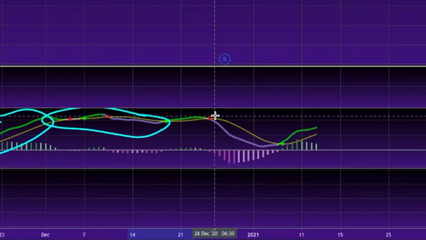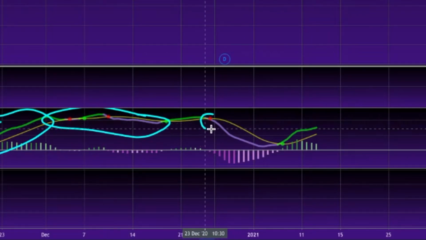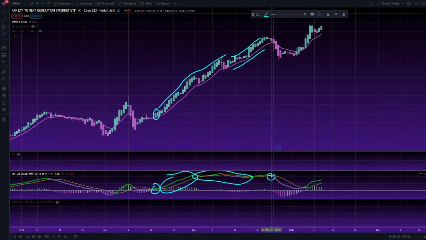Finally, we did get a bearish divergence right here on December 24th, Christmas Eve, and we got momentum to the downside. We got big bars to the downside here, indicating momentum was strong to the downside, and we got the MACD line below the signal line, which is this yellow line right here.